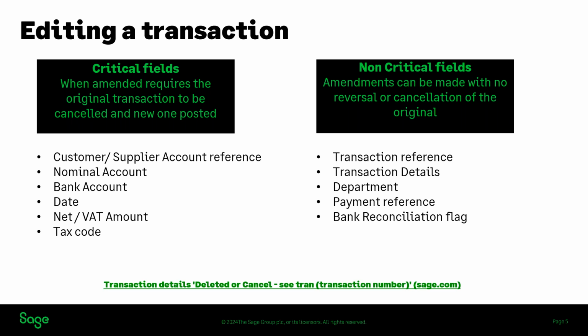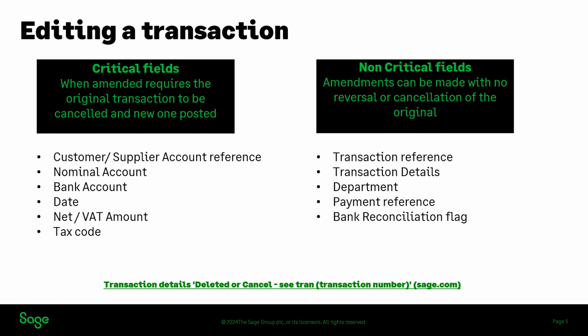If you've reconciled a transaction and then you go to edit it, you're going to find you have a new transaction appear. And that is things like the customer account reference, so if you've popped it onto the wrong customer or supplier, the wrong nominal code, bank account, if you've changed the date, or the net/VAT amount on the transaction, or the tax code, because that can change how the net tax split works out. So if you make amendments to those ones, the original will be cancelled and a brand new one will be posted, and that's regardless of whether you've reconciled or not.